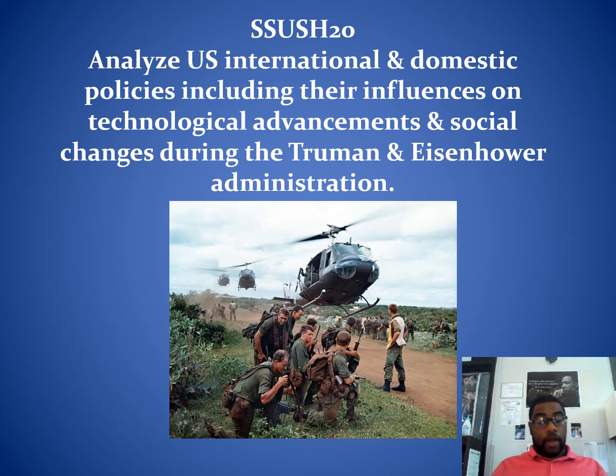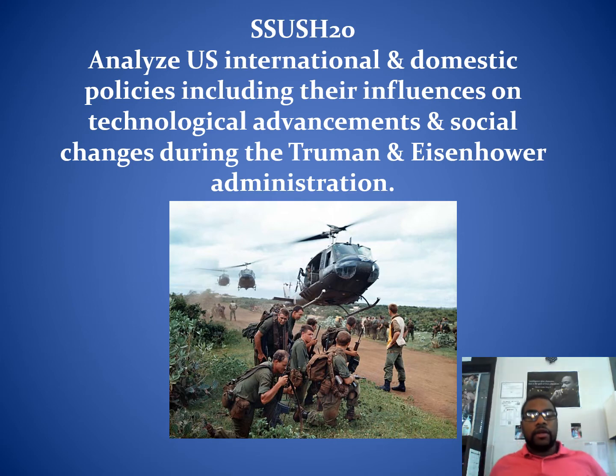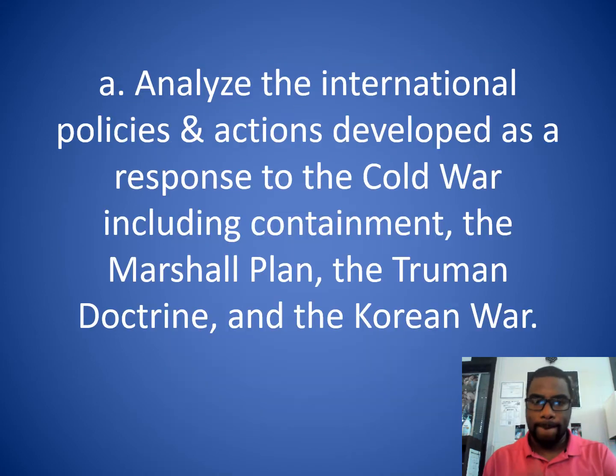Again, Social Studies U.S. History Standard 20: Analyze U.S. international and domestic policies, including their influence on technology advancement and social changes during the Truman and Eisenhower administrations. Substandard A: analyze the international policy and actions developed as a response to the Cold War, including containment, the Marshall Plan, the Truman Doctrine, and the Korean War.